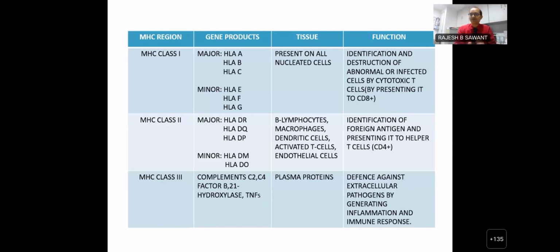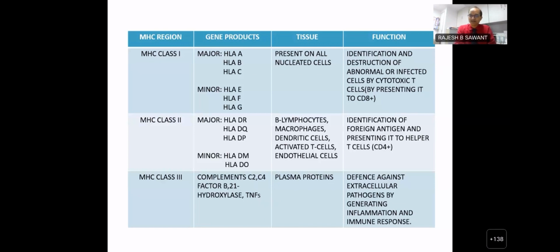Now, what we need to understand is that MHC class 1 molecules are present on all nucleated cells. Each and every nucleated cell will have an expression of class 1 antigens, and the function of these MHC class 1 or HLA class 1 will be identification and destruction of abnormal or infected cells by cytotoxic T cell production. So we have to understand the mechanism here. This is cytotoxic T cell related activity, by presenting those infected cells to the CD8 positive cells.